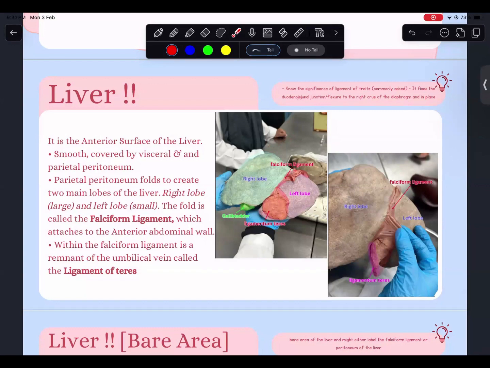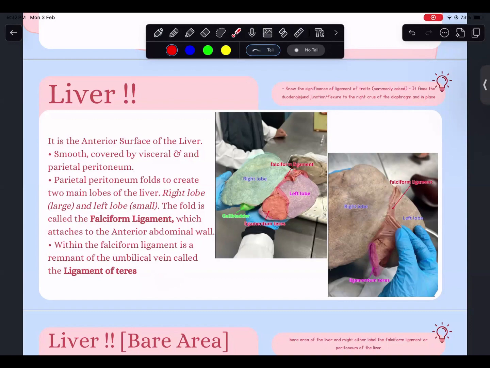The parietal peritoneum folds to create the two main lobes of the liver: the right lobe, which is the larger one, colored in green, and the left lobe, which is the purple one. The fold between these lobes is called the falciform ligament, which attaches to the anterior abdominal wall, just like Adam explained. Within the falciform ligament, there is a remnant of the left umbilical vein. To be precise, this is the left umbilical vein, which is called the ligamentum teres.